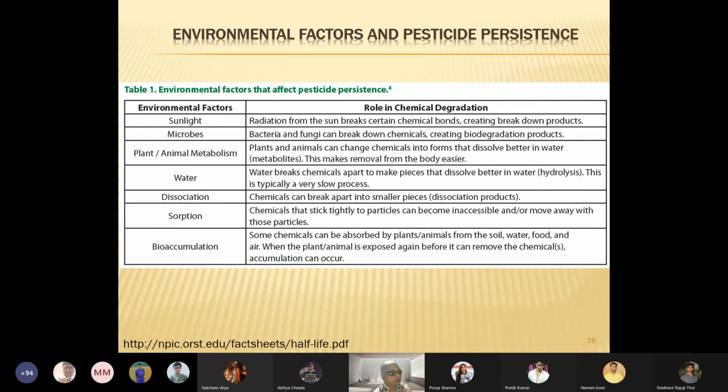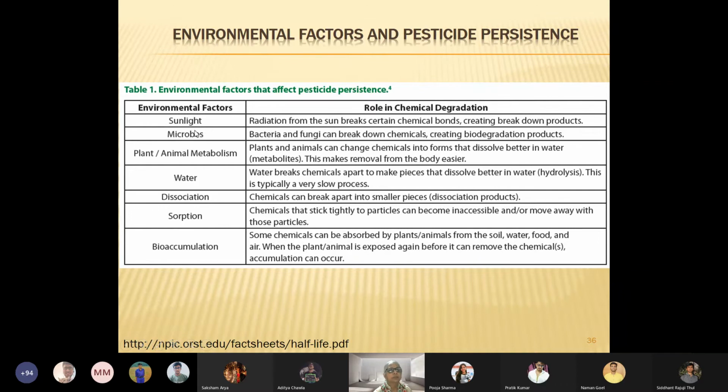What are the factors that affect pesticide persistence? So let's come to environmental factors that lead to the degradation of a pesticide. First is sunlight. You can have photodegradation of a particular compound. This electromagnetic radiation from the sun will break down the chemical bonds and create breakdown products. And if there is sufficient photodegradation, you can have complete oxidation of the compound.